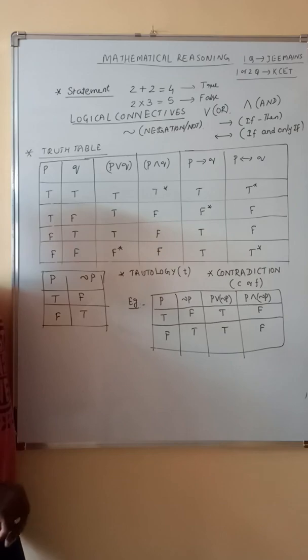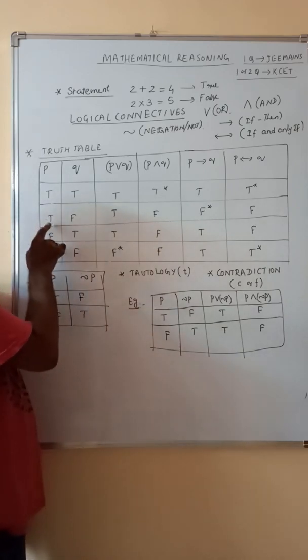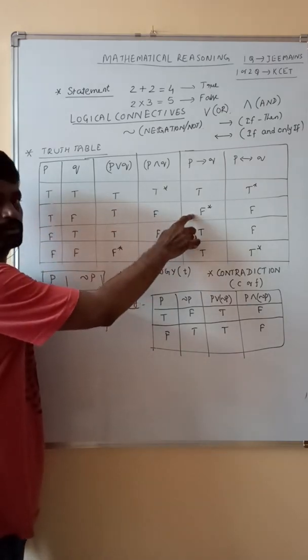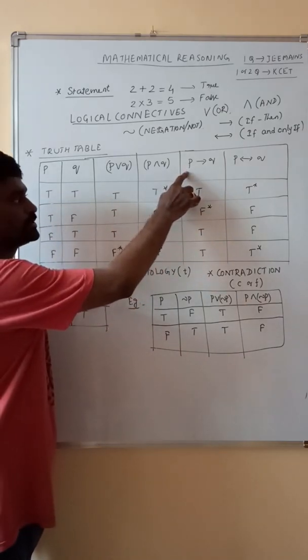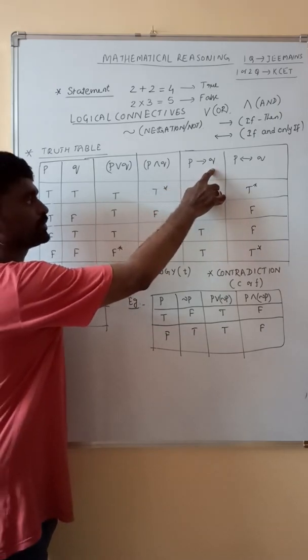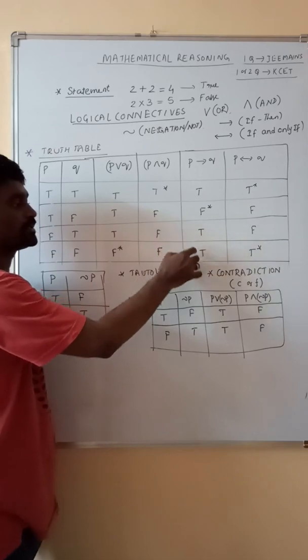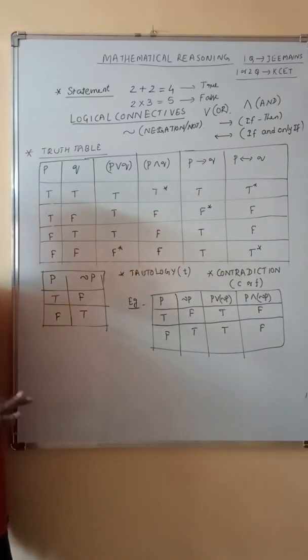In if P then Q, or P implies Q, what is the key point? If the first component is true and the second component is false, then only it is false. The first component P is true, the second component Q is false, then only P implies Q is false. So remaining cases, true.